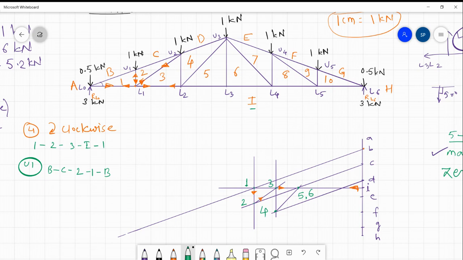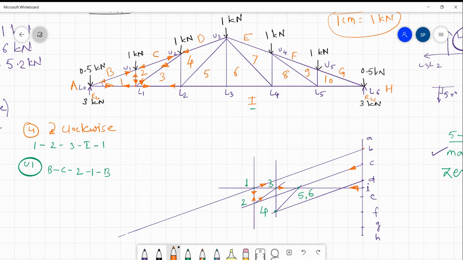Now B to C is external force. We need not bother about that. Then C to 2. So here is my C. 2 is in downward direction, so this is going to be the arrow direction. I will take it as it is and put it here. Then 2 to 1, it's upward. We have already marked that. Then 1 to B. 1 is here, B is towards right, going away. Now the same nature will be replicated for all the members.